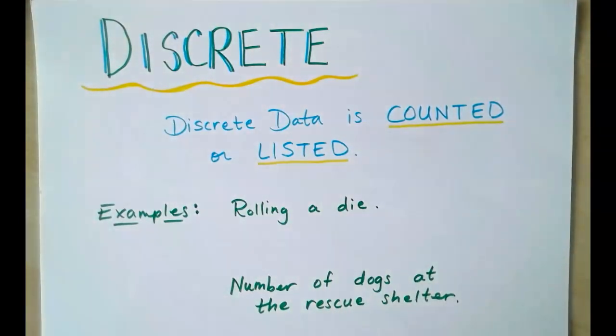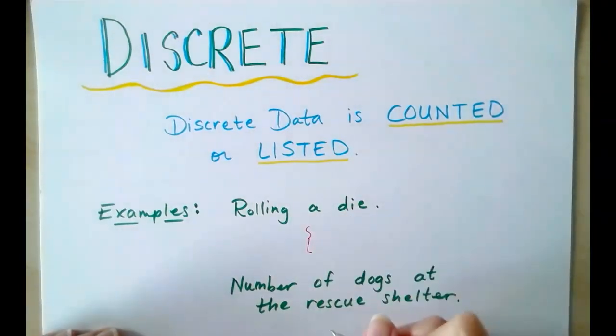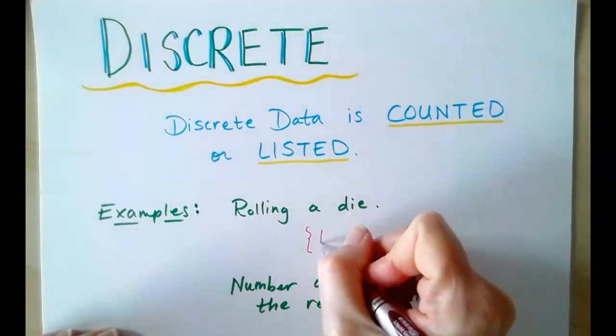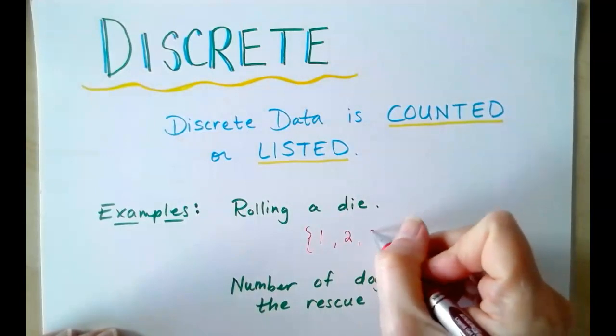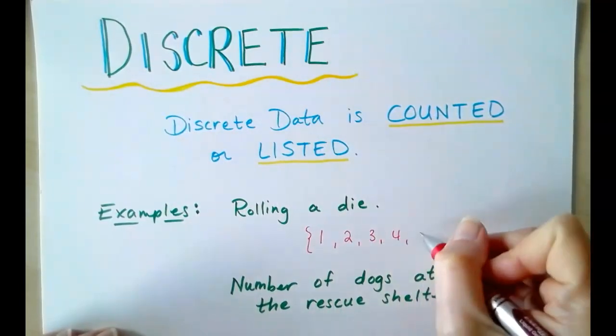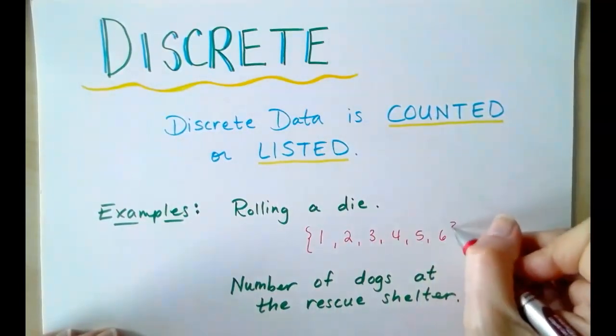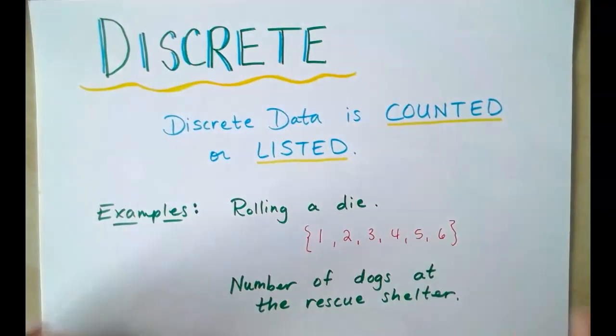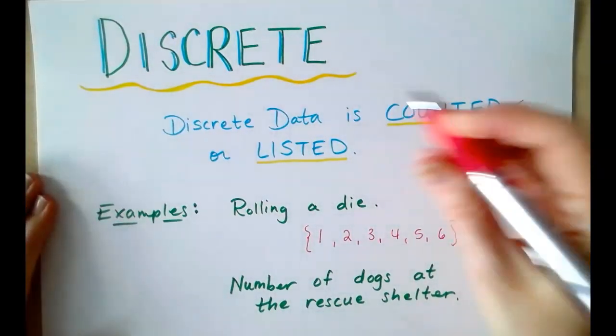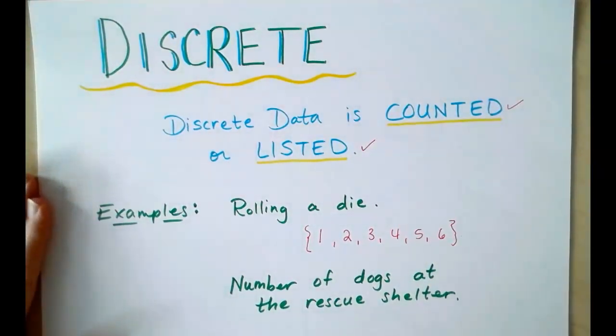So if we are talking about discrete data, normally discrete data is given in roster notation. So if we're rolling a die, we're either going to get a 1, a 2, 3, 4, 5, or 6. Not an interval, but a particular set of numbers that can be counted or listed.